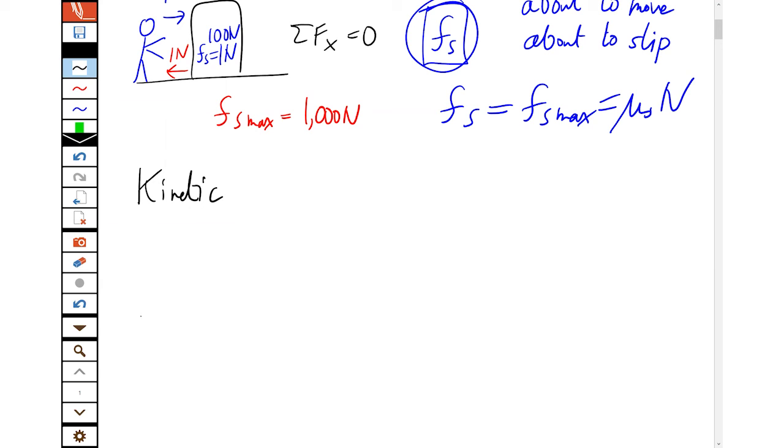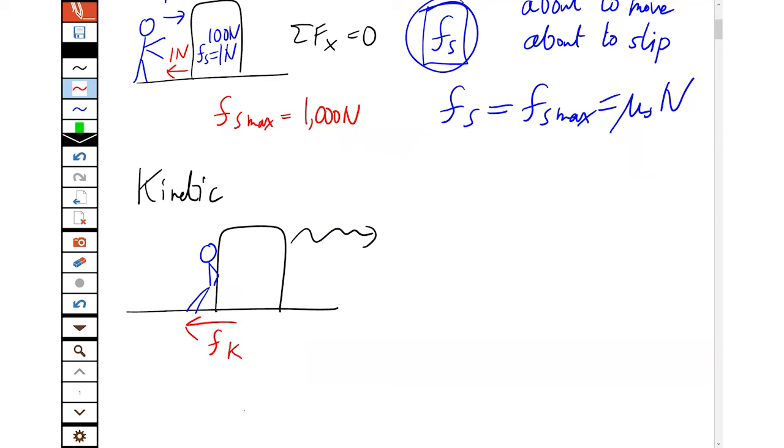kinetic friction. I've now got my fridge moving and I'm continuing to push it. Really got my shoulder and back up against it there. Now we have kinetic friction opposing me. The equation for kinetic friction is just the coefficient times the normal force. And you'll notice that doesn't have any less thans or equals to, or it doesn't depend on anything. It's just now a constant value.